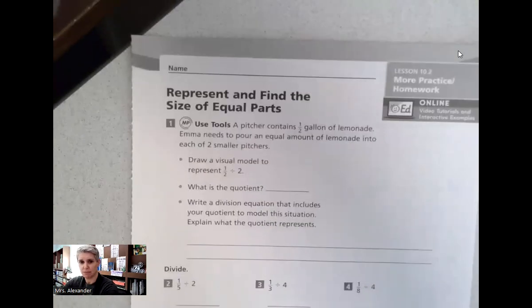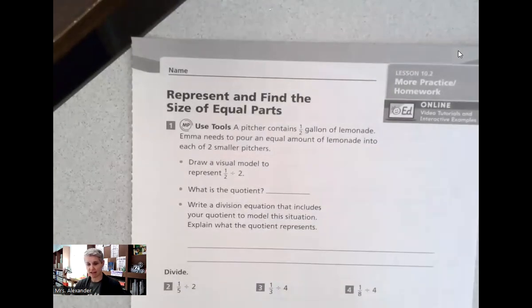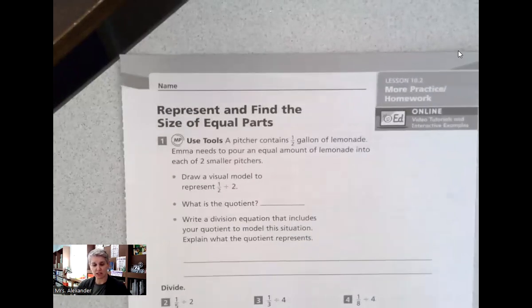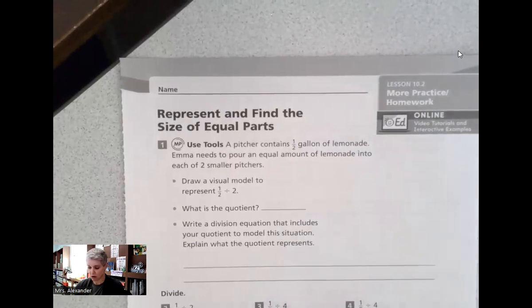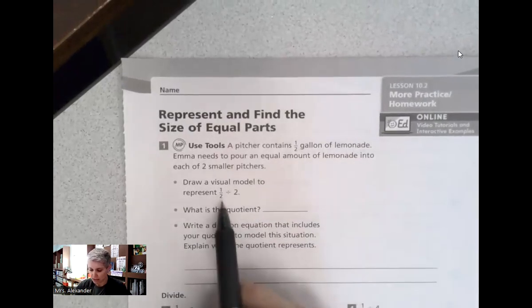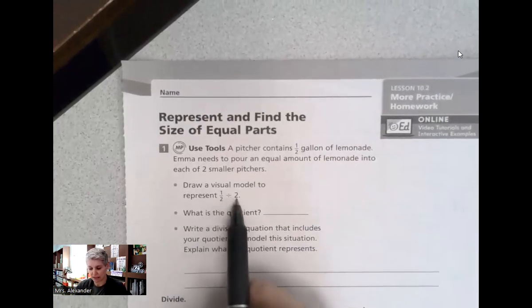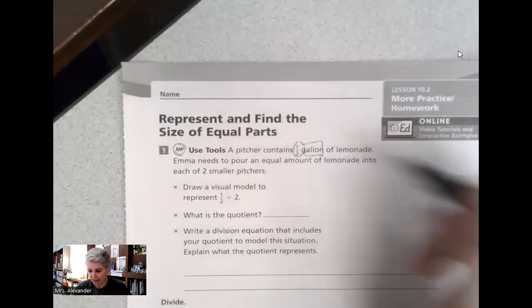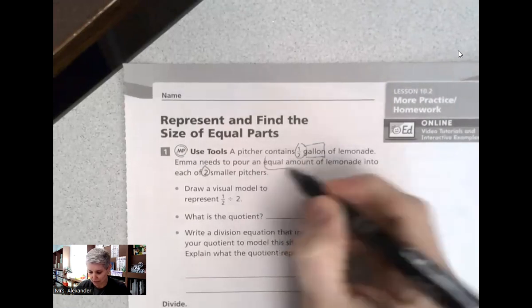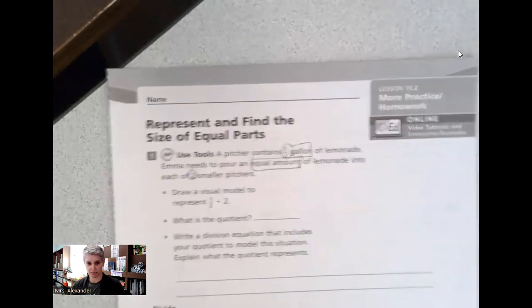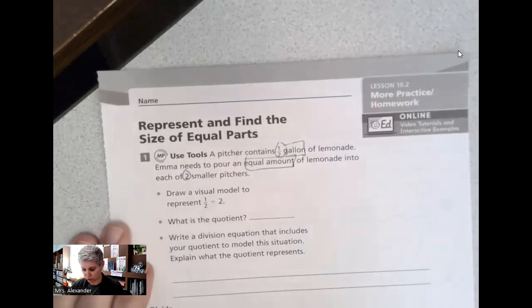We've got a pitcher that contains a half gallon of lemonade, and Emma needs to pour an equal amount of lemonade into two smaller pitchers. So our model could be if we have 1/2 divided by 2, because we have a half of a gallon, we're dividing it into equal amounts into two smaller pitchers. So 1/2 divided by 2.